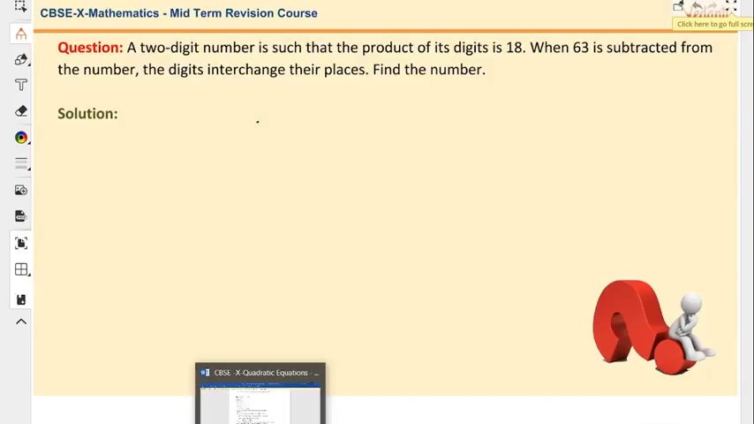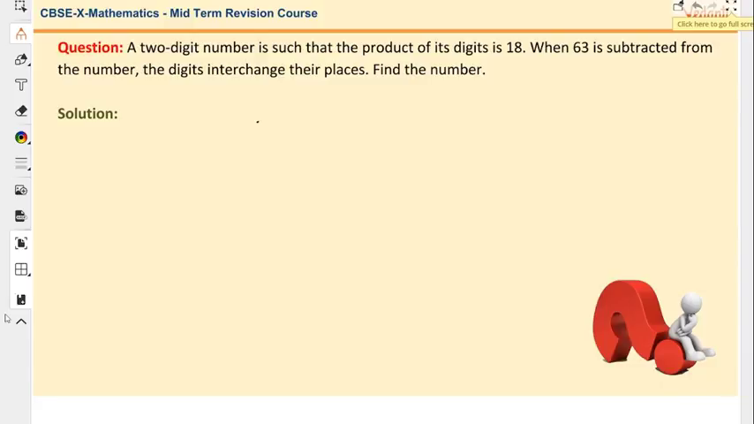Now what I will do, guys, is go directly to the word problems. As I have promised, I will also solve word problems. So let us start with it. First, a two-digit number is such that the product of its digits is 18. When 63 is subtracted from the number, the digits interchange their places. Find the number.